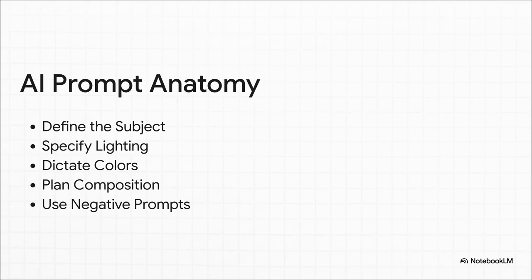And finally, you always want to use negative prompts. Tell the AI exactly what to avoid, using words like blurry, cluttered, or extra text. Sticking to this formula guarantees the AI actually follows the masterclass rules we've been talking about.